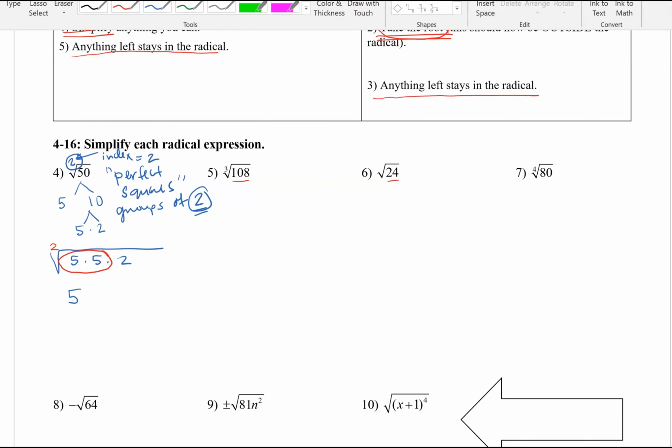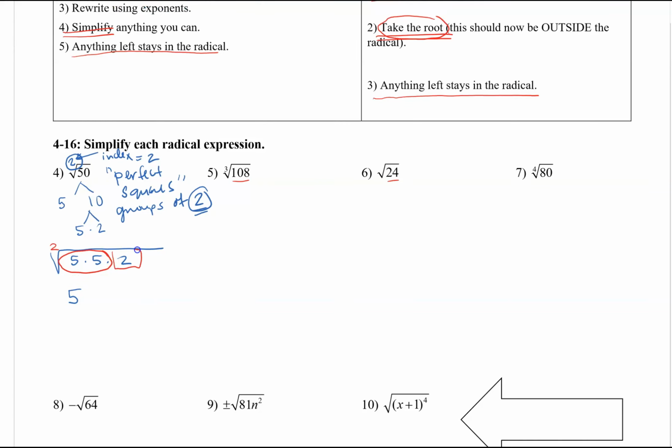But the 2 had only 1, right? In other words, if you don't have groups of 2, then those aren't perfect squares, and therefore you can't square root them. So they have to stay under the radical sign. This is like saying the square root of 25, because 5 times 5 is 25. The square root of 25 is 5, and I'm multiplying that by the square root of 2. So this would be our final answer here.